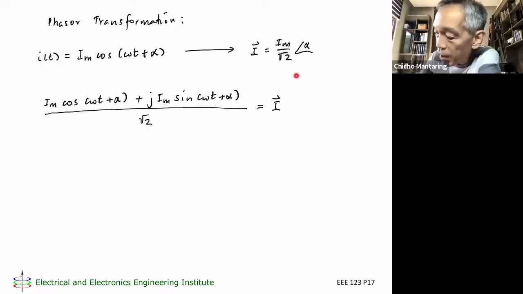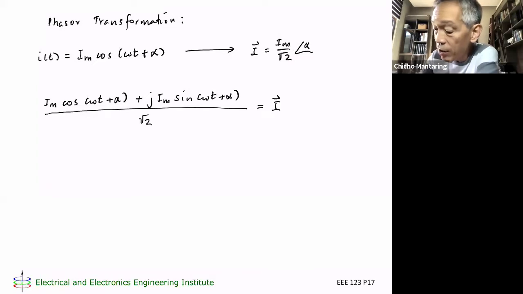Because if I convert this to its real and imaginary components, the real component of this phasor is Im cosine omega t plus alpha divided by the square root of 2. And the imaginary component of this phasor is j Im sine omega t plus alpha divided by the square root of 2. That's why we have omega t, because it is rotating. As opposed to a complex number, there is no omega t, just alpha. But because it's rotating, there is omega t.